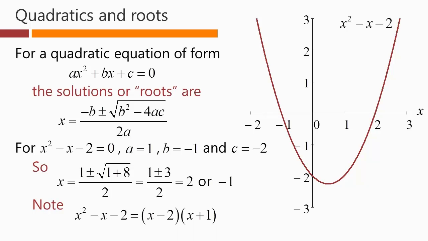Incidentally, we note that it's possible to factor this quadratic equation here into the product of these two terms. This one corresponds to the root where x is equal to 2, because if x is equal to 2, this term is 0, and so the expression on the right is 0. And similarly, this term corresponds to the point where x is equal to minus 1, because if x is equal to minus 1, this term equals 0, and so the equation equals 0. And as I said, this curve here is an example of a parabola.